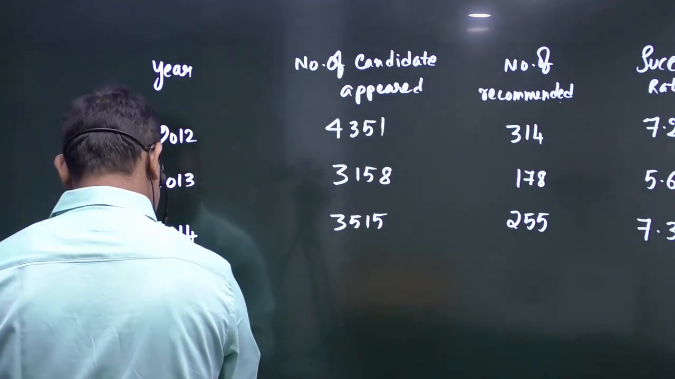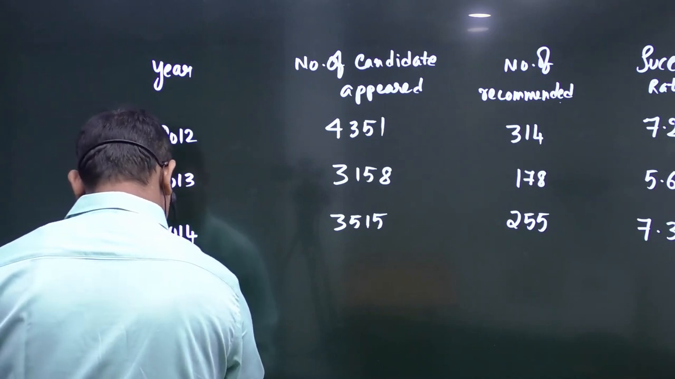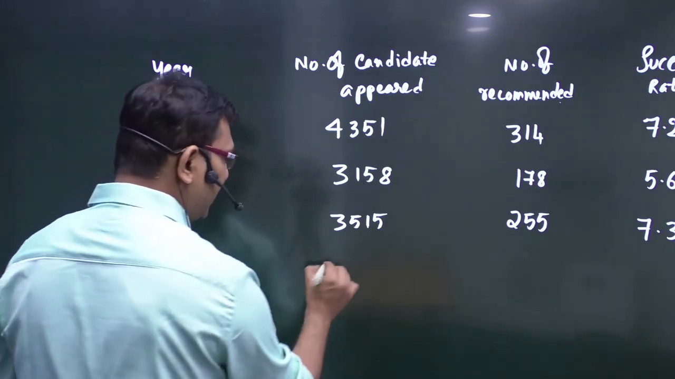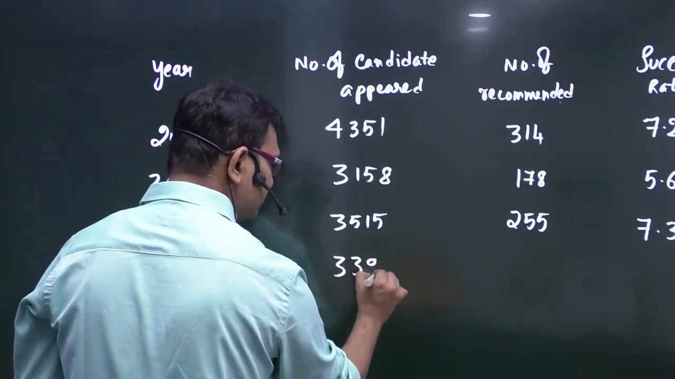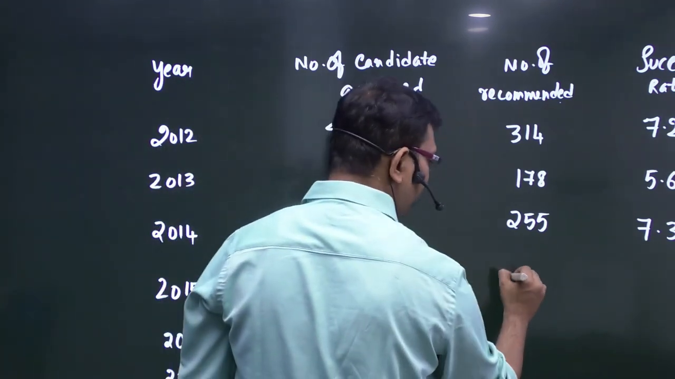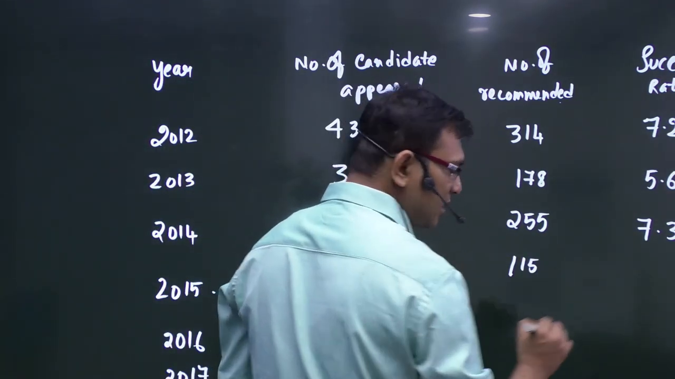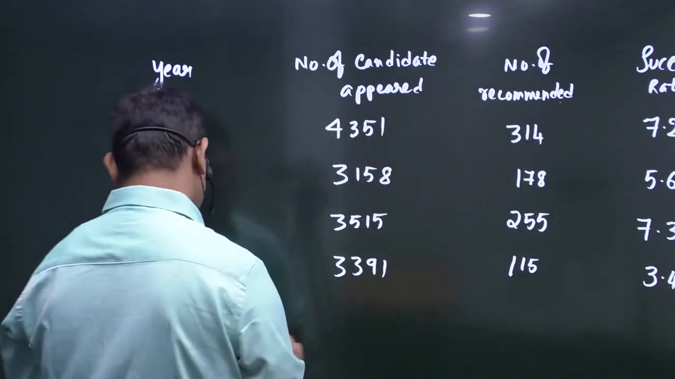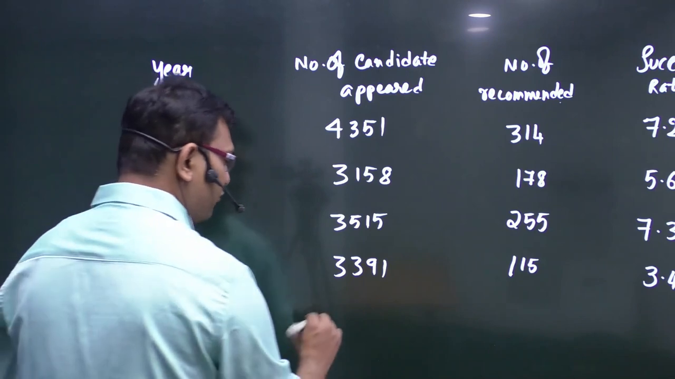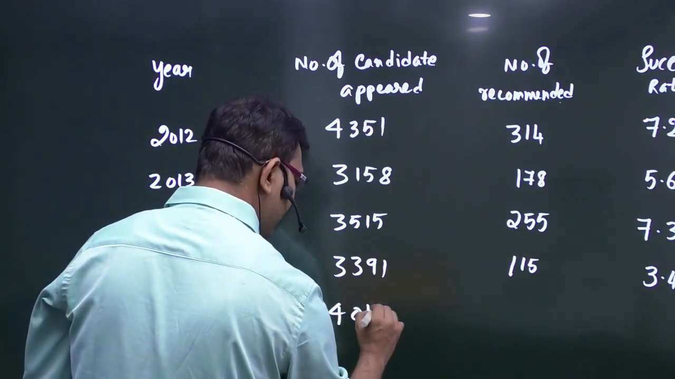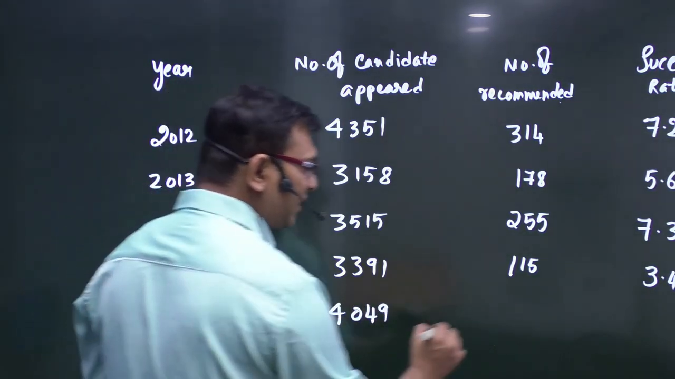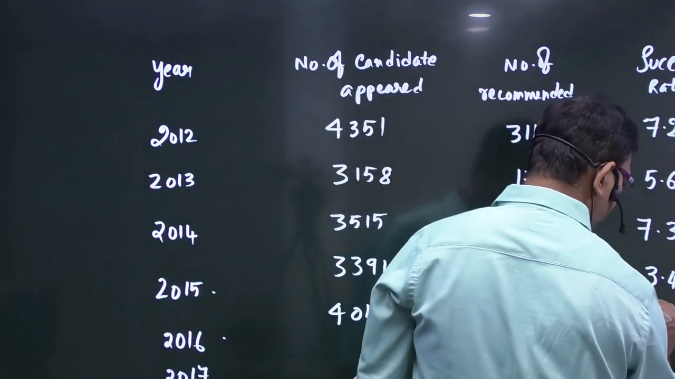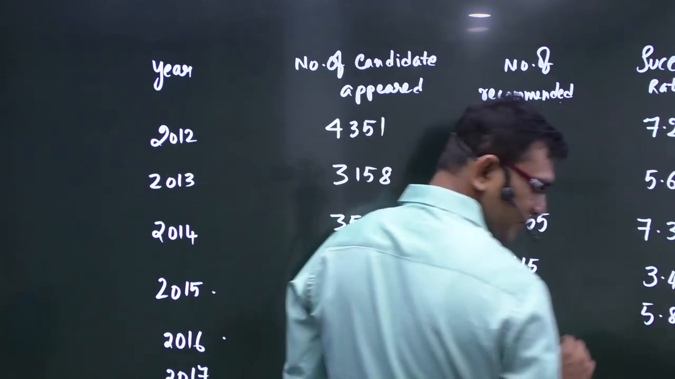2015, if I take 16 and 17 also, we'll do up to 17. So 2015, 3391 appeared and the success rate is 3.4%. It has gone down, of course. The paper was very, very tough this year. Then 2016, 4049 students appeared in the mains, and out of that, 236 students were selected, a very high success rate, 5.8%.